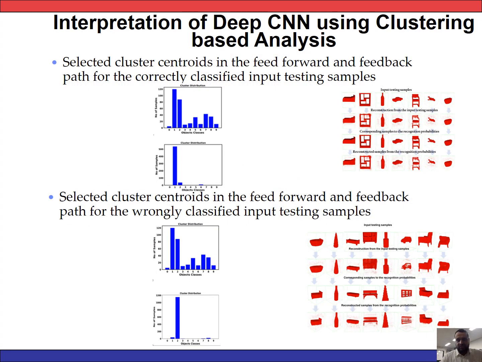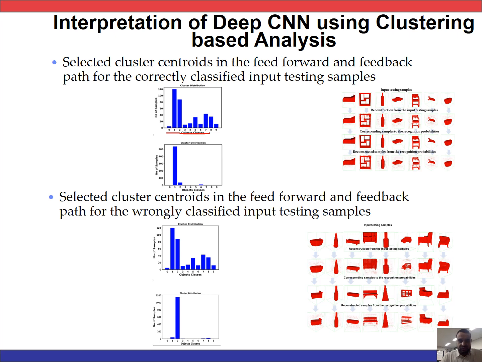Once we train this neural network, we cluster the feed-forward and feedback features in both paths, and then we analyze this neural network in terms of classification. Here is the graph of the clusters that are selected by the testing sample. We can see that when we provided the testing samples in the feed-forward path, this testing sample is saying that I belong to the first class.